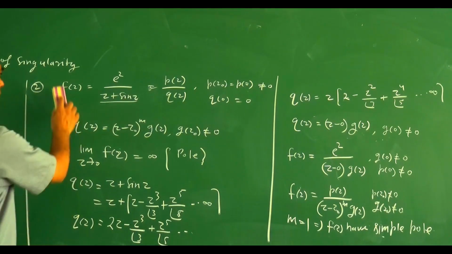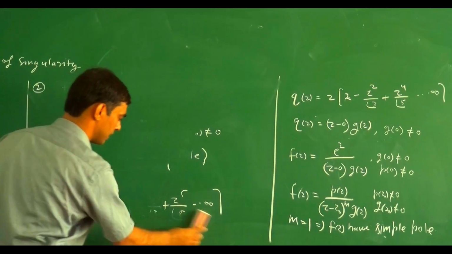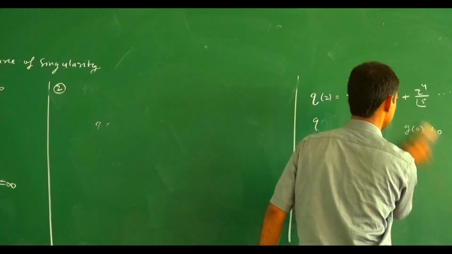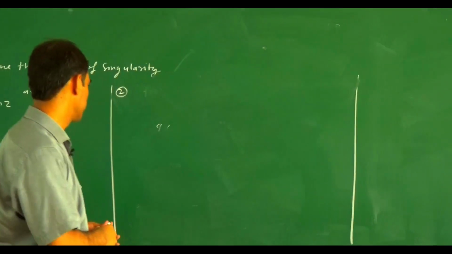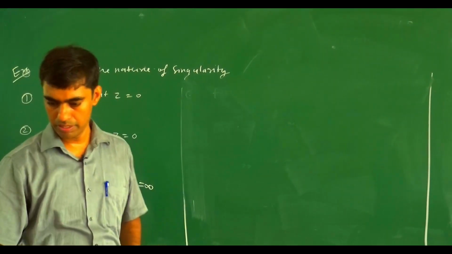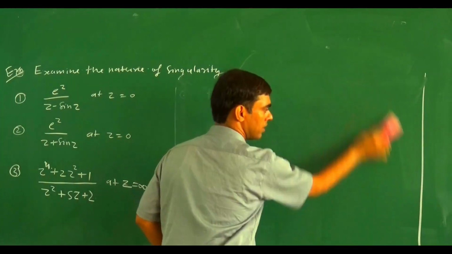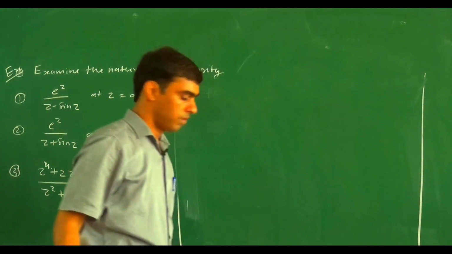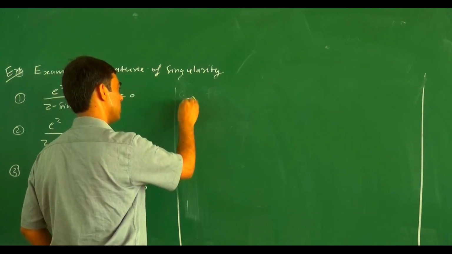Now we try to solve the third question, meaning the behavior of the singularity at z equals infinity. So what is the behavior at z equals infinity? If we solve the third one, then what is the value? Here if we erase this one, then here we write the third one.